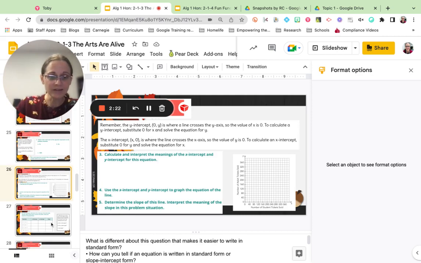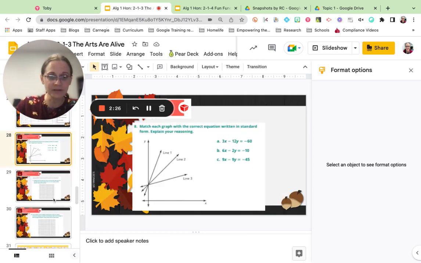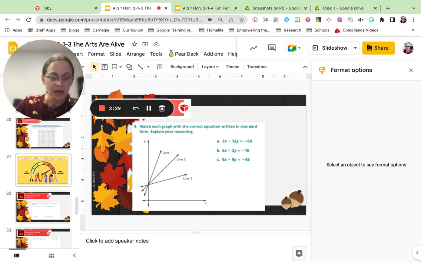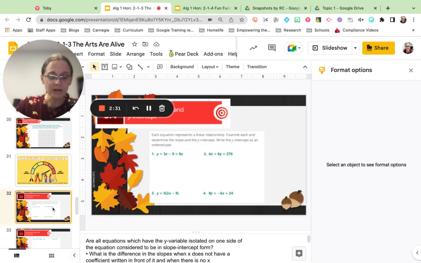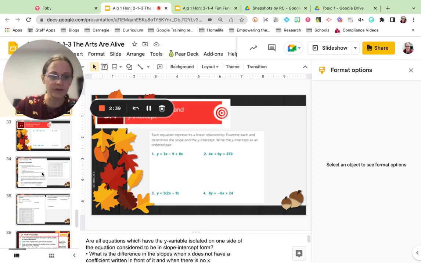Once we've worked with that context, we're going to move to some non-contextual practice with tables and with graphs, comparing different types of equations. There's a check for understanding before we have just more practice manipulating equations and using them to find the slope and the y-intercept of a function.